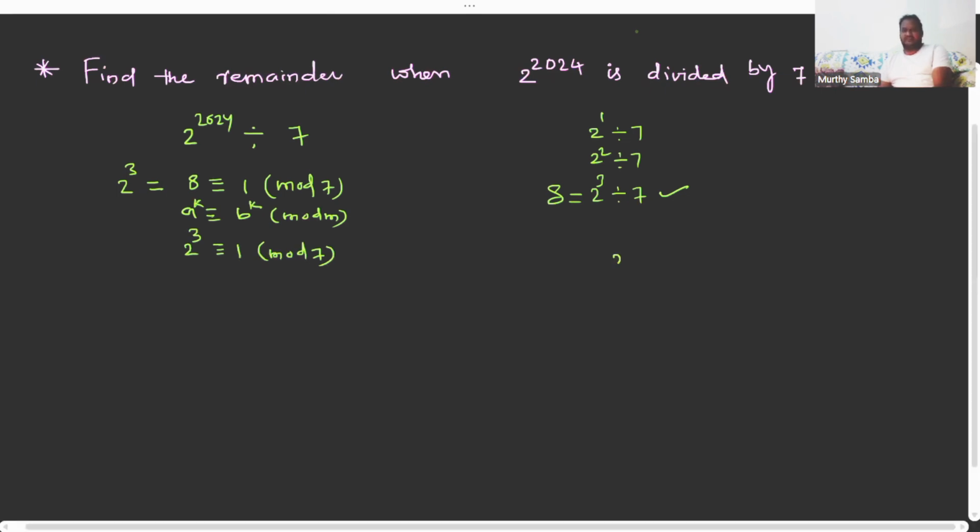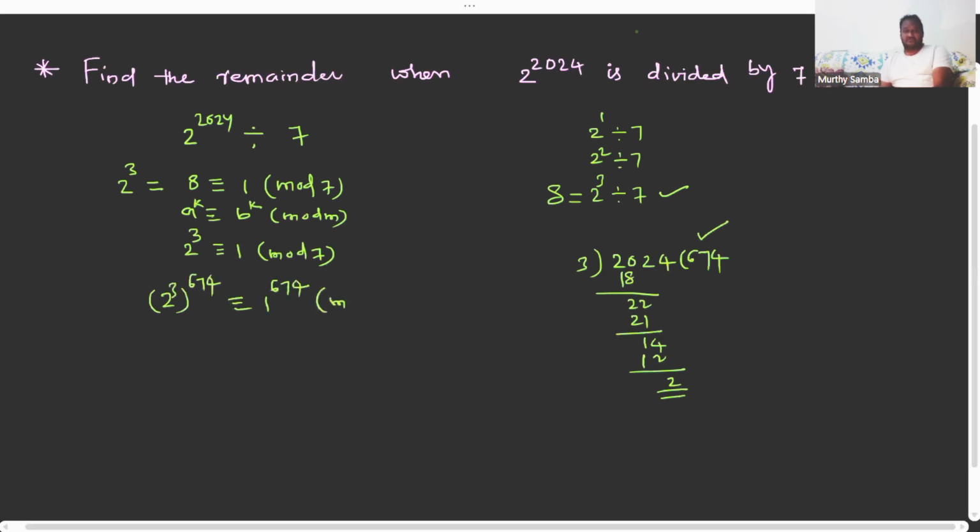For that, you take 2024 and divide it by 3. 3 sixes are 18 and then 22. 3 sevens are 21 and then 14, and 3 fours are 12. It means the remainder is 2. What do you mean by that? If you raise 2 power 3 whole power 674, then 2 power 3 whole power 674 is congruent to 1 power 674 modulo 7, right?